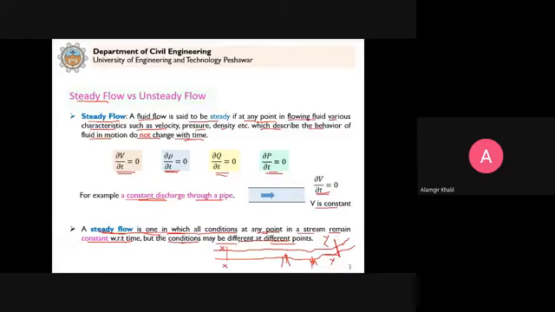So this is what we mean by this definition, that the conditions should not change with respect to time at any point, but at any other point the conditions may be different as compared to this point. This definition is from your textbook. This is what it says. Clear? So in simple words, when the flow characteristics at any point in the flow are not changing with respect to time, this is steady flow.